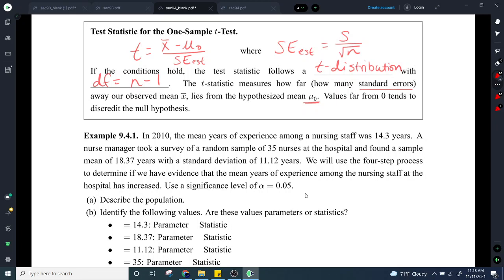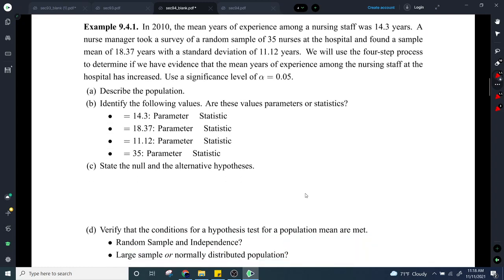All right, let's look at an example. In 2010, the mean years of experience among a nursing staff was 14.3 years. A nurse manager took a survey of a random sample of 35 nurses at a hospital and found a sample mean of 18.37 and a standard deviation of 11.12. Using the four-step process, determine if we have evidence that the mean years of experience among nursing staff at the hospital has increased, using a 5% significance level.